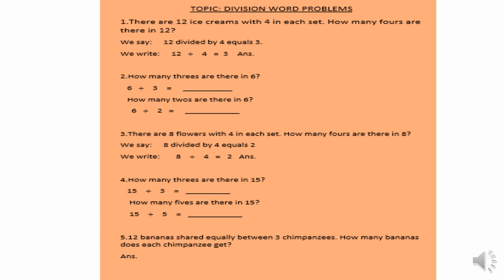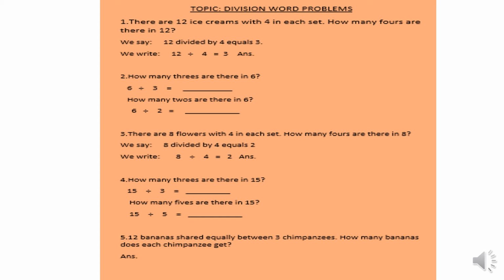How many 5s are there in 15? 15 divided by 5 is equal to dash. So you'll say the table of 5. 5 ones are 5, 5 twos are 10, 5 threes are 15. So the answer is 3.